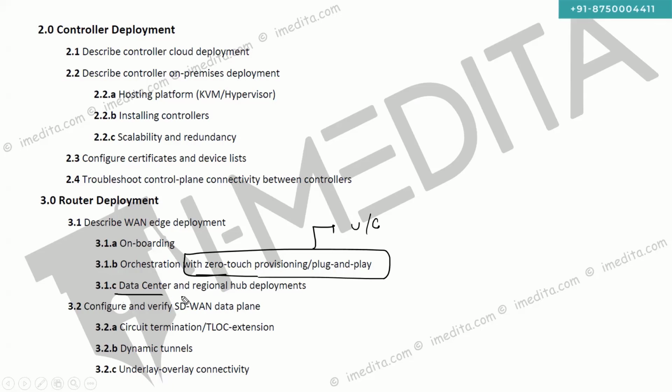Right, and different types of deployment, such as how can we deploy the routers in the data center, how can we deploy the routers in our regional hub, headquarter, branches, and all that.